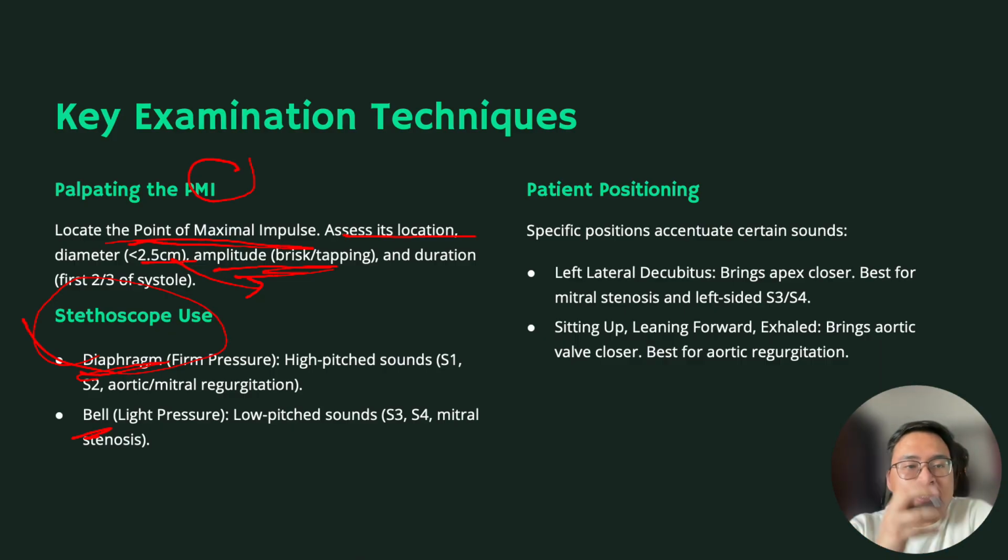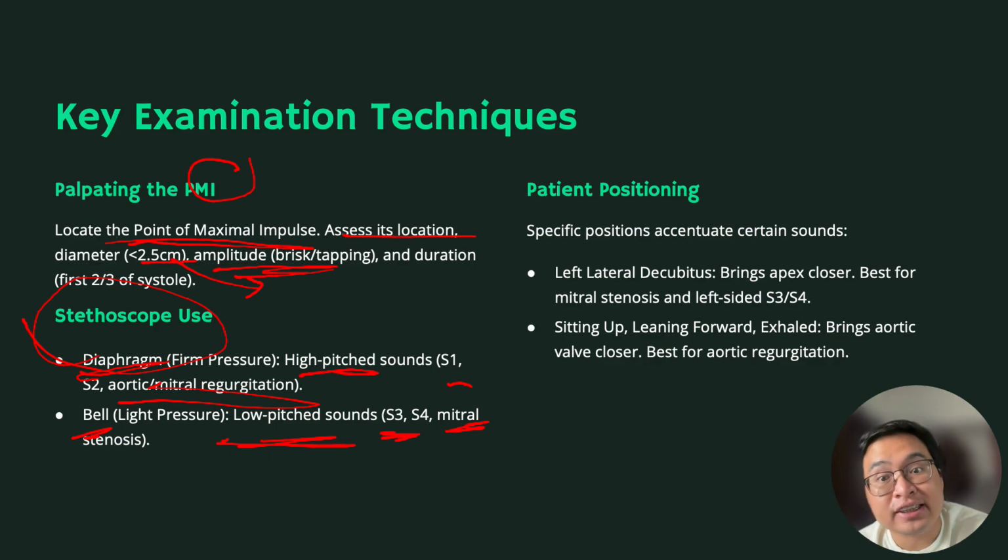Use your entire hand. Okay, so you use your diaphragm to listen for high-pitched sounds such as S1 and S2, as well as the sounds of aortic and mitral regurgitation. In contrast, use the bell and you just use a light pressure to listen for low-pitched sounds such as S3 and S4, as well as mitral stenosis. Now, you could perform special maneuvers in order to better hear certain sounds. So, for example, we have two here, and we also have two in the next slide. So, in this slide, we have left lateral decubitus as well as sitting up and leaning forward.